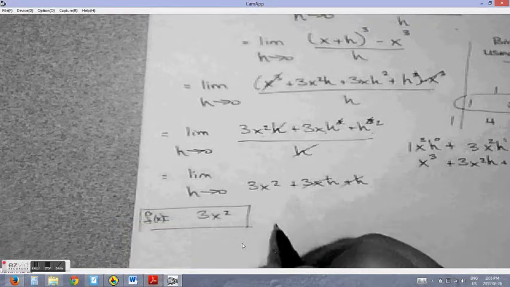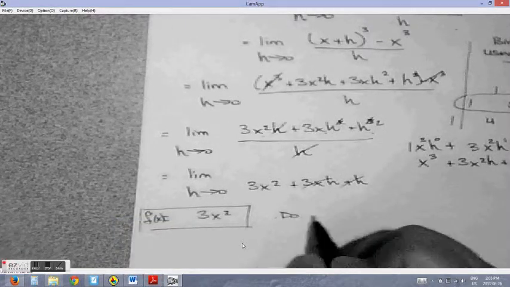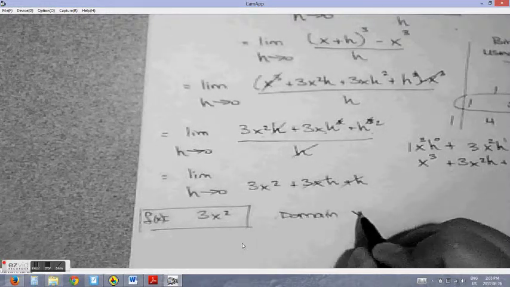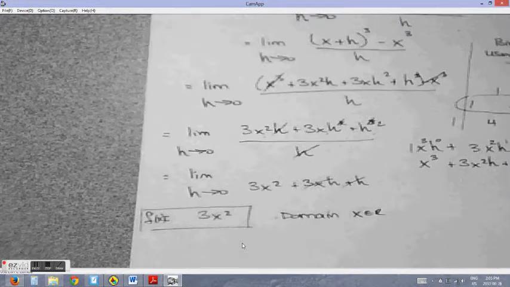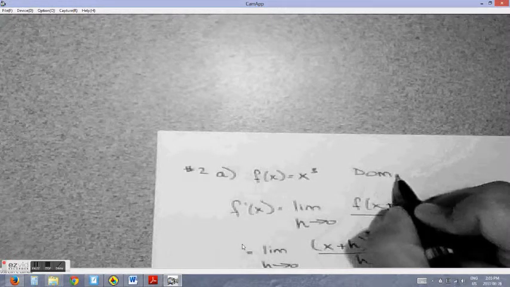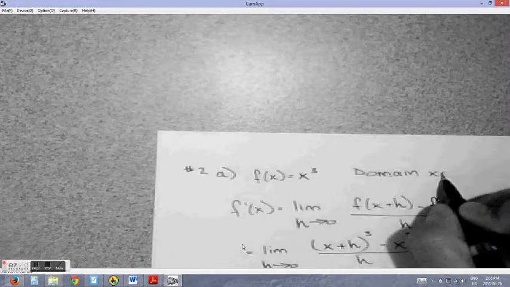So that's our derivative. Just for completeness, our domain for the derivative is x in the real numbers, because it is a quadratic, so it exists for all values of x. And for our original function, x cubed, the domain is again x in the real numbers.